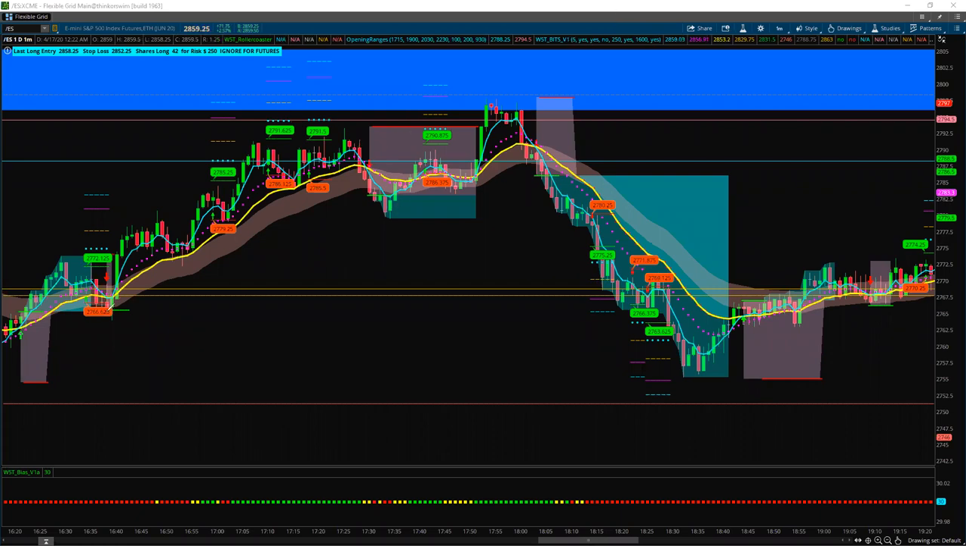On this move up here, okay, that's probably the wrong color. Let's just get rid of that. Let's just change that to pink. Okay. On this move up here, we hit the resistance zone, okay?